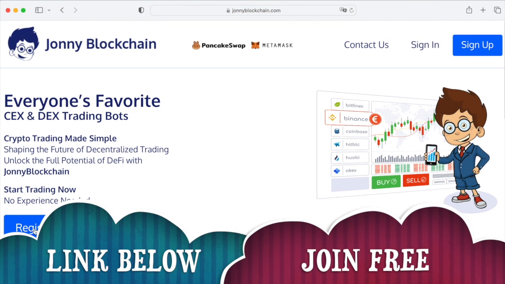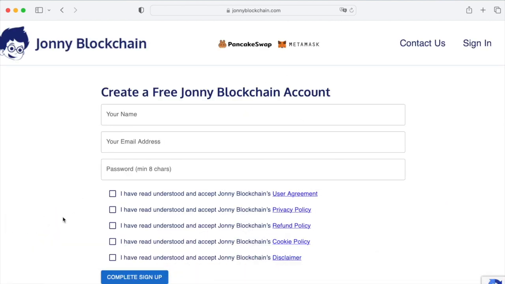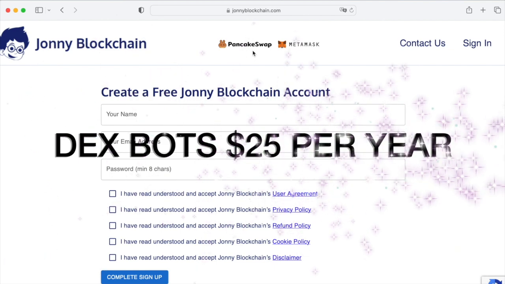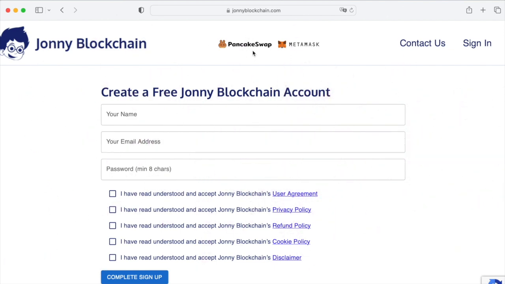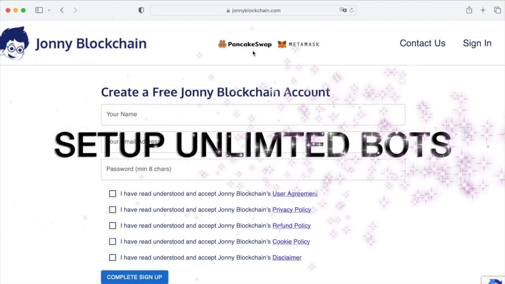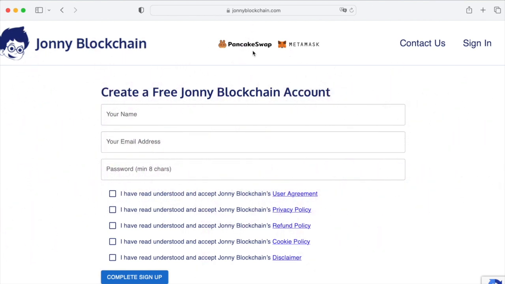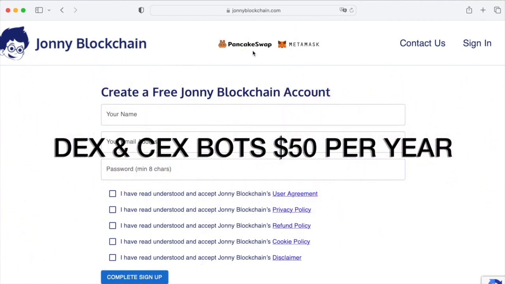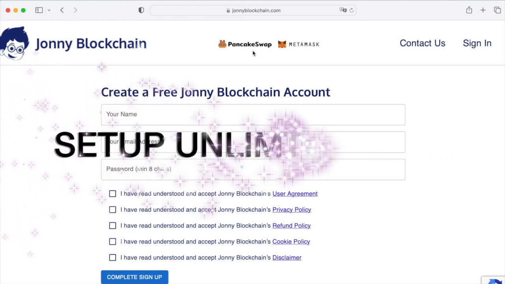Create your free account. Click on any of these buttons, sign up or register. It's going to bring you here. Pop in your name, your email address, password, put some ticks in these boxes. Click on this box here to say complete my sign up. You can have a look round, and when you're ready to get started, if you want to set up a decentralized trading robot, it's going to cost you $25 a year to set up as many trading robots as you like. If you want to set up a centralized trading robot with Binance, it's going to cost you another $25 a year. And you can set up as many robots as you like. So if you want to set up both decentralized and centralized trading robots, it's just $50 a year for as many trading robots as you like.